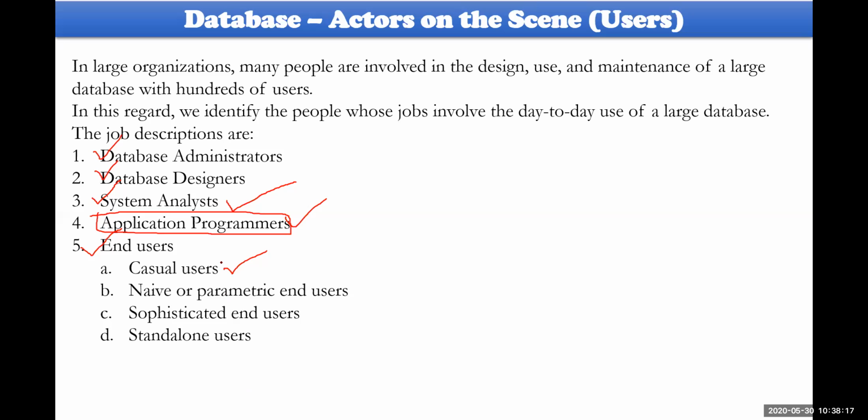And the people who are working with the bank are continuously communicating with the databases. Those kind of people are called naive or parametric end users. If any credit comes, they will take care. If any deposit comes, they will take care. If any loan comes, or if any loan is not paid by the people, they will take care. Everything is taken into consideration. These people are continuously in touch with the database, so they know what kind of operations are done by the databases.